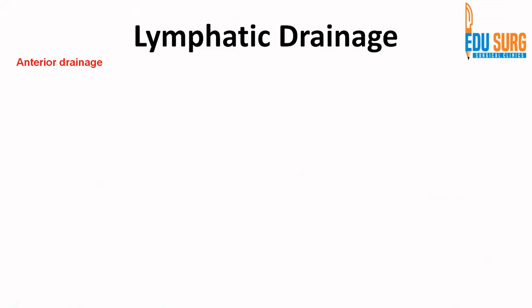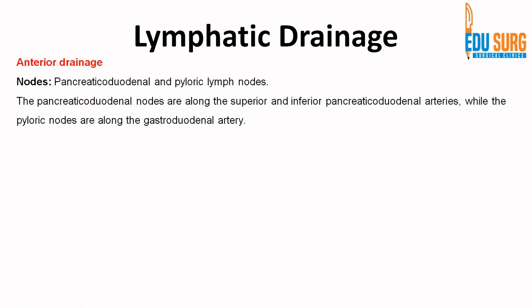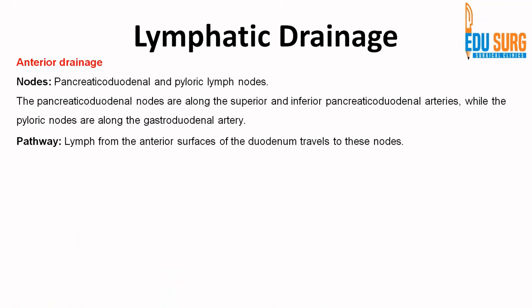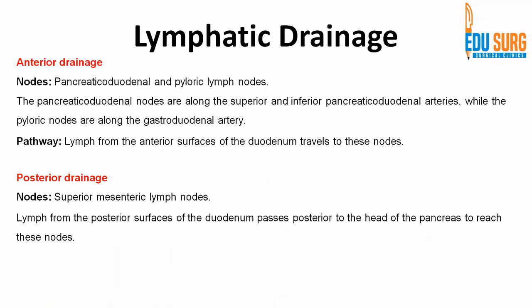Now coming to lymphatic drainage, there is an anterior drainage, which is the pancreaticoduodenal and the pyloric group of lymph nodes. These are along the superior and inferior pancreaticoduodenal arteries as well as along the gastroduodenal artery. Lymph from the anterior surface of the duodenum travels to these nodes. Then you have posterior drainage, which goes into the superior mesenteric lymph nodes, and passes posterior to the head of the pancreas to reach these nodes. The final drainage goes to the celiac nodes and the cisterna chyli group of nodes, just like the pancreas. So anterior drainage, posterior drainage, and finally into the celiac group of nodes.